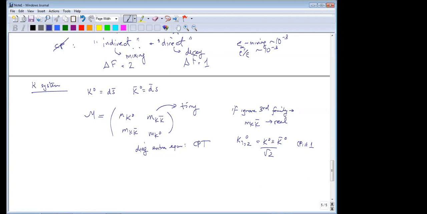Now, if we include the third family, then there's small effects again, but there are imaginary pieces in the MKK bar. So what happens is that if we have the third family, these K1, 2 are not quite the eigenstates. So the CP eigenstates are not quite the eigenstates. Instead, what we have are the eigenstates called K short and K long. They're approximately equal to K1 and K2, but not quite the same. There's a tiny admixture of the other components. So K short is approximately K1 naught, but it has a tiny admixing of K2 naught with a phase. And similarly vice versa with the other one.